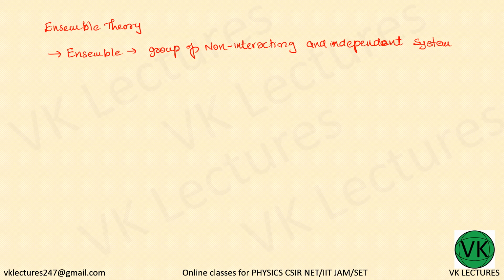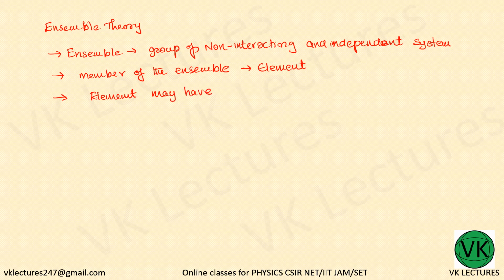Now what happens? The member of the ensemble, that means any small entity in the ensemble or group, is called the element of the ensemble. Now about the member of the ensemble, that is the element. The element may have the same macro state, so the macro state of the elements can be the same but with different micro states.